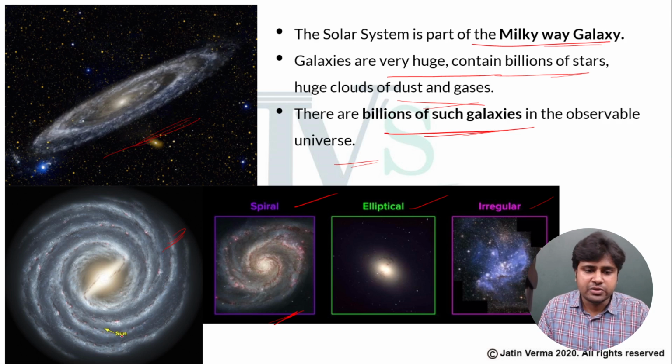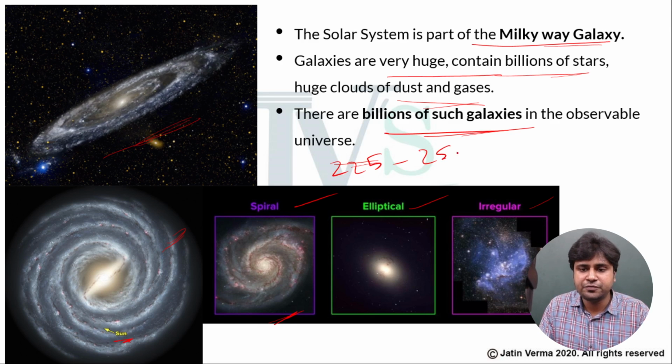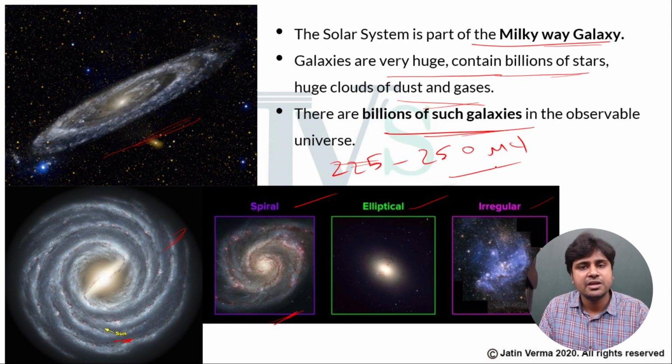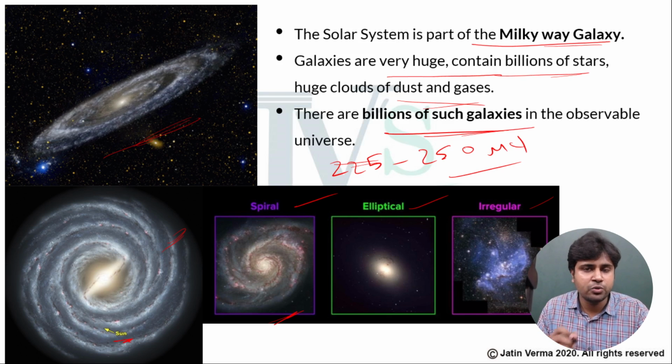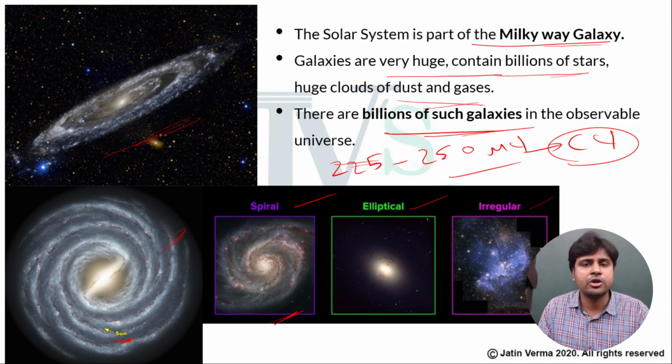Okay? Now, the sun is roughly here, and the sun moves around the galactic center. The sun revolves around the galactic center. All the stars revolve around the galactic center. Now, sun takes roughly 225 to 250 million years to finish one revolution around the galactic center, and it is called one celestial year or cosmic year. So please keep this in mind.